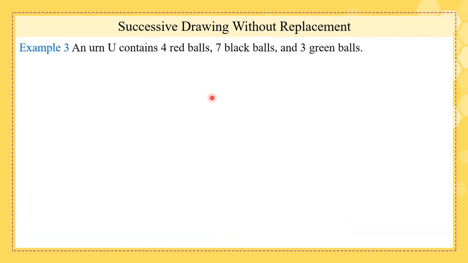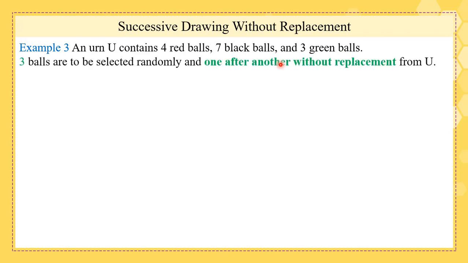Let's continue. An urn contains 4 red balls, 7 black balls, and 3 green balls. So it contains 14 balls. We need to choose 3 balls out of them, one after another without replacement. This means successively without replacement. So in fact, we have 14 balls and we need to select 3 balls out of them successively without replacement.